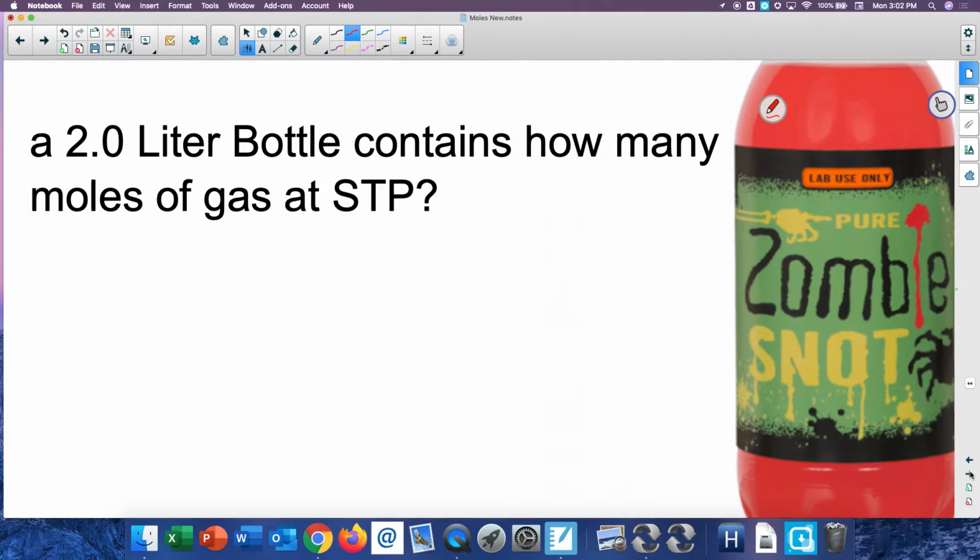It's sold at Walmart. So if you have a 2-liter bottle and it's empty, is it going to contain more or less than 1 mole? Less, because a mole is 22 liters, so it's only 2 liters. Find out how much it would occupy with the person next to you. Go. Discuss.